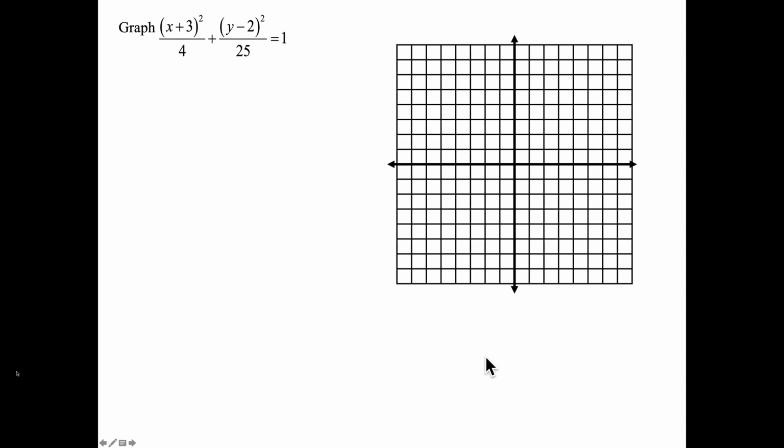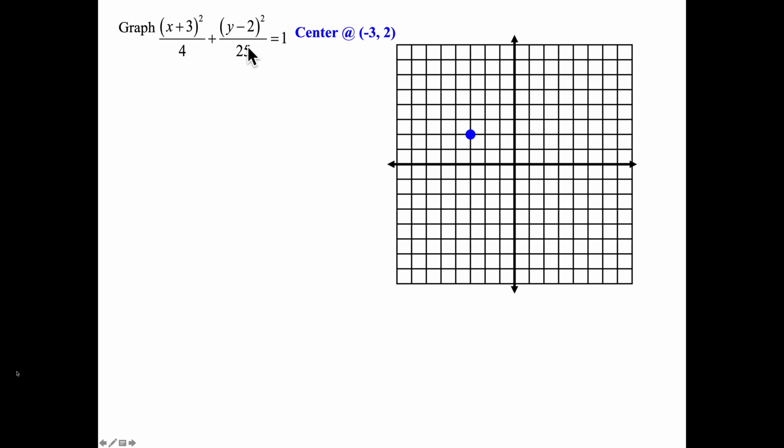All right, next example. We have, again, centered other than the origin. So find the x, change the sign, negative 3. Find the y, change the sign, positive 2. 3 to the left, up 2. Plot that point.